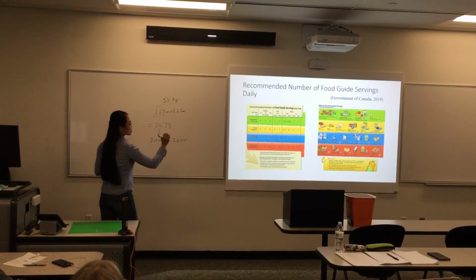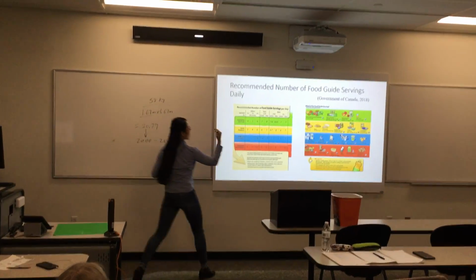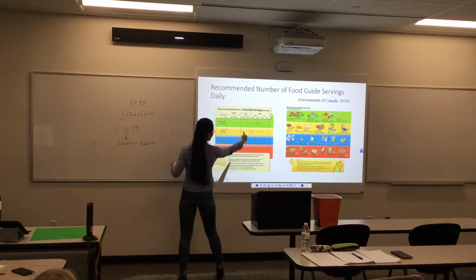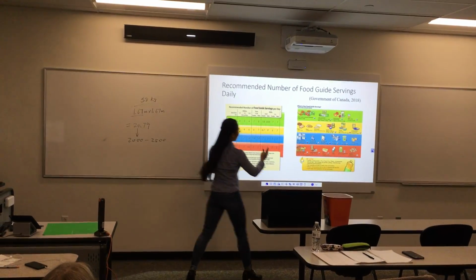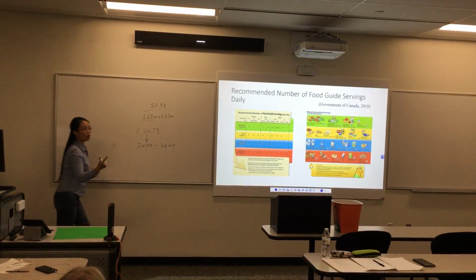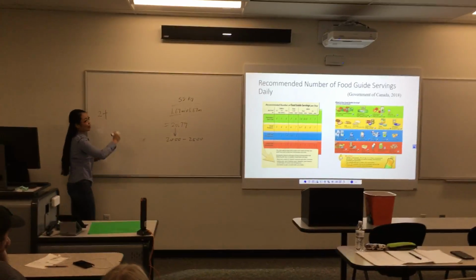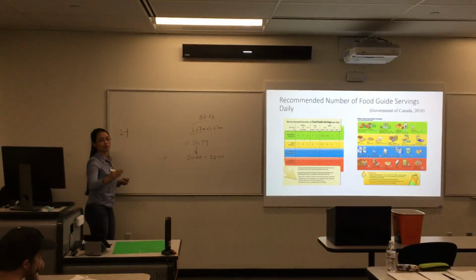Suppose I take grain as an example. For me, I'm a female, it's like 6 to 7 servings. And then you check here, grain. Suppose I eat one bagel in the morning. One bagel in the morning is like 2 servings. And then for lunch, I eat a sandwich.